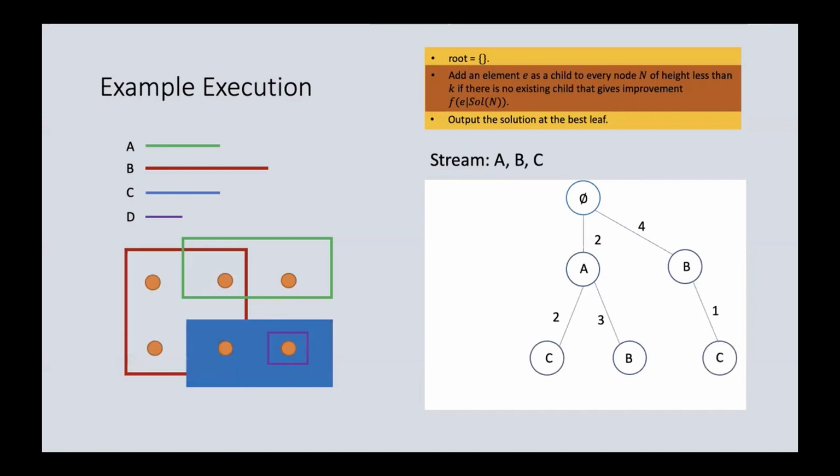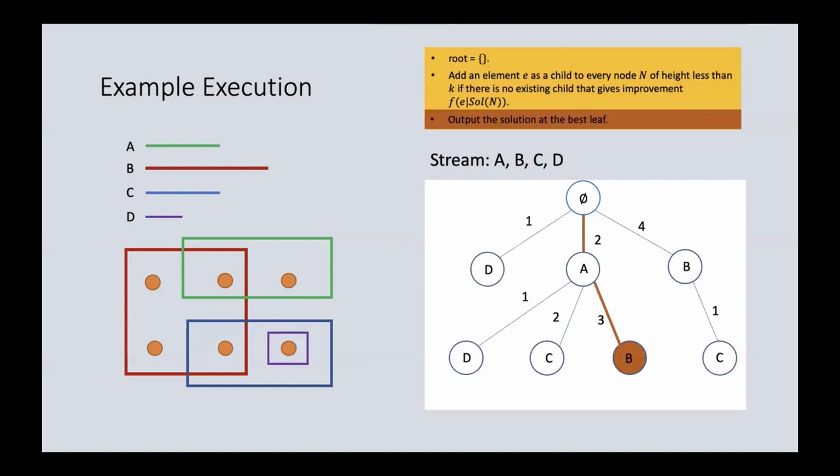Now I add C. Notice that I did not add C to the root because it provided me an increase of 2 and A was already present, which provided me an increase of 2. Now I add D. And finally, I output the best leaf, which in this case happens to be B, which has a value of 5. So I output the solution which contains the elements A and B.